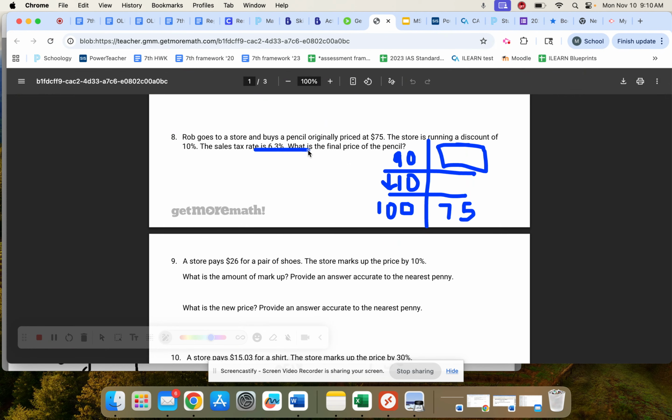So 75 times 90 divided by 100. I got $67.50 here. $67.50. Now what you have to do is a whole other problem, starting with that $67.50 right here. And you're going to increase it by 6.3%. And you're going to end up with the final price of the pencil here. When you increase it by 6.3, that adds to the 100 that you're going to put on the bottom, and you'll get 106.3 here. And 100 down here.